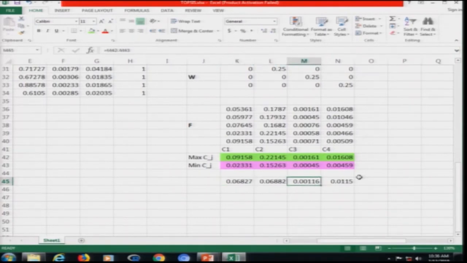And the third one is 0.00116, which is almost 0. So, if you see the graph, it will become more readable that the distance between the max and the min for the third criteria is almost 0.